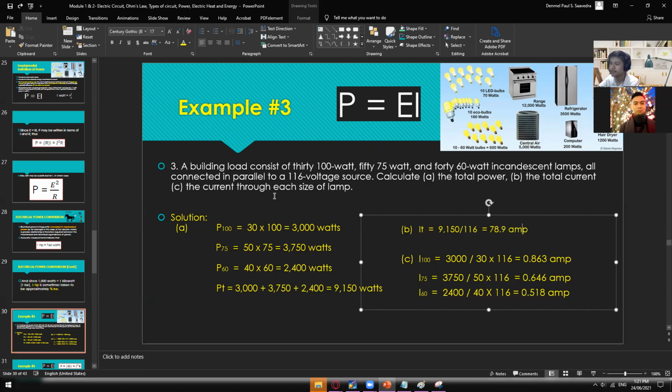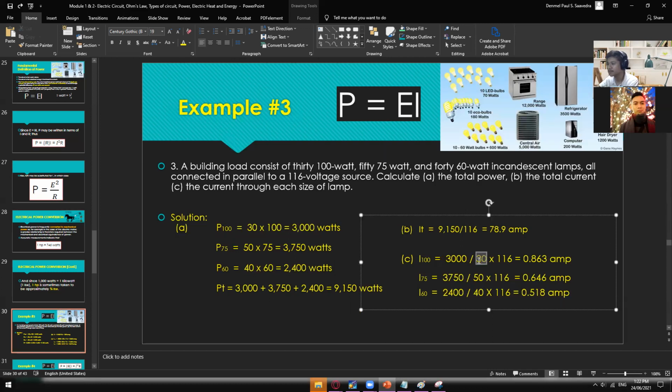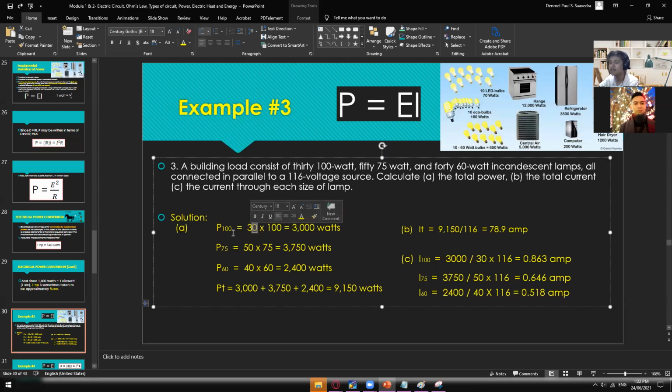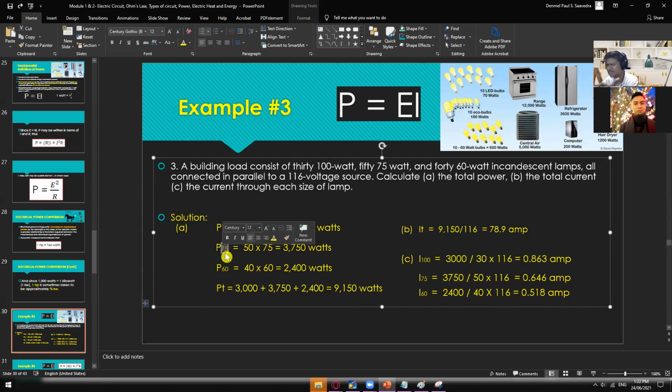And then for the current through each lamp, all you need to do is get the individual wattage of this one, since it's being asked the individual current through each lamp. So in here, just get the total power of that one. Let's say P100, 3,000 divided by 30, since you're getting the individual 100. So you will get 100 watts in here, and then 75 watts in here, since that's the individual value.